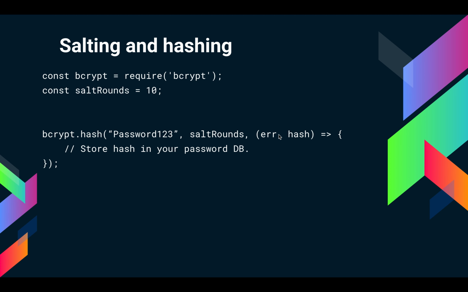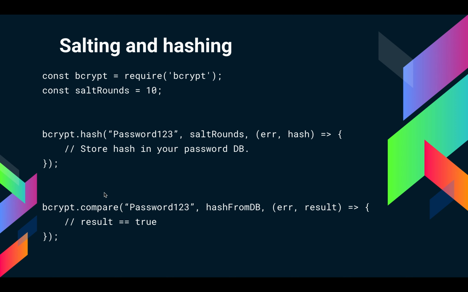And as you should be fairly familiar now, lots of node libraries love a callback, and the first argument is very often an error. So if something's gone wrong, then we can handle it. Otherwise, we are going to receive that hash and we're going to store that in our database. We're not going to store password 123. We're going to store the hash only.